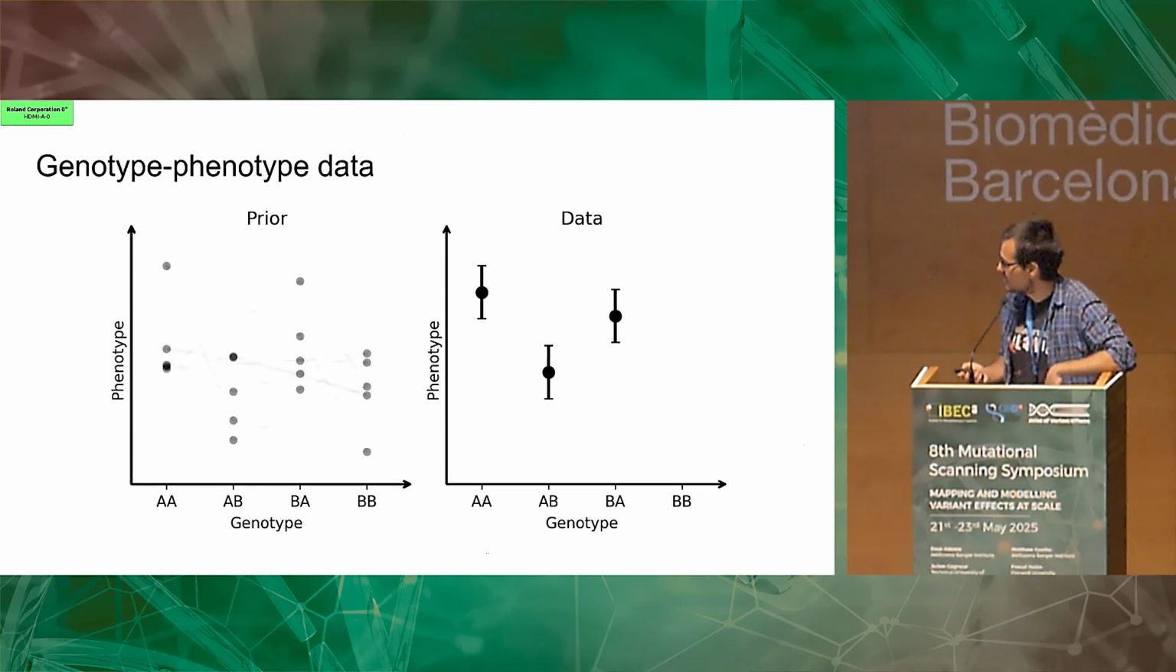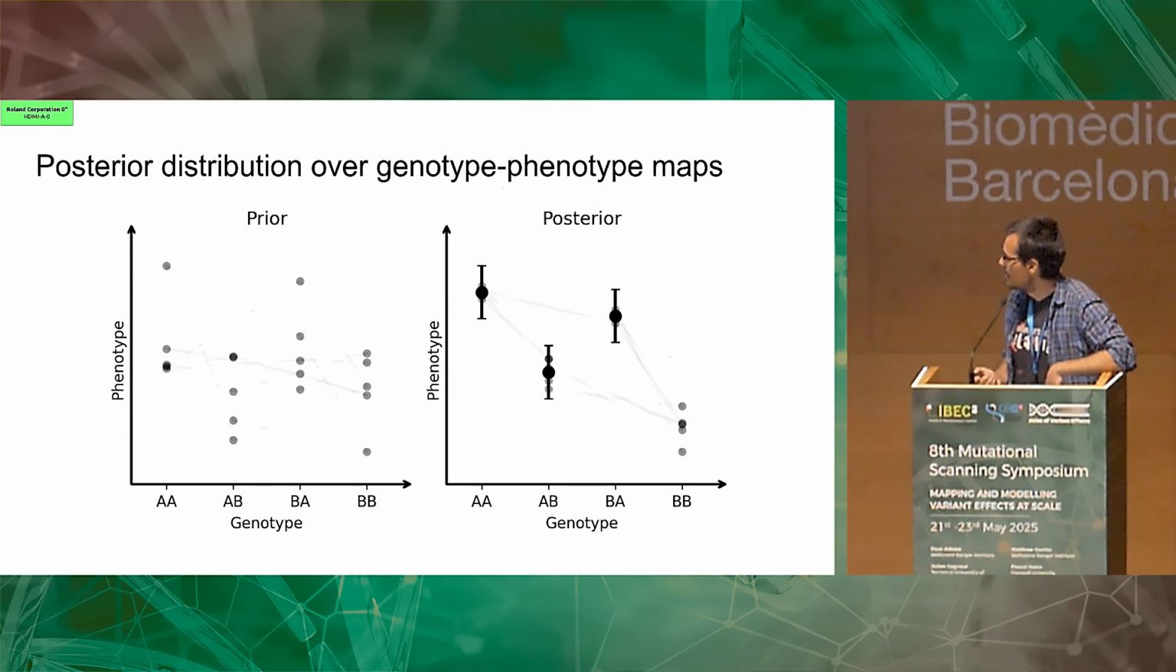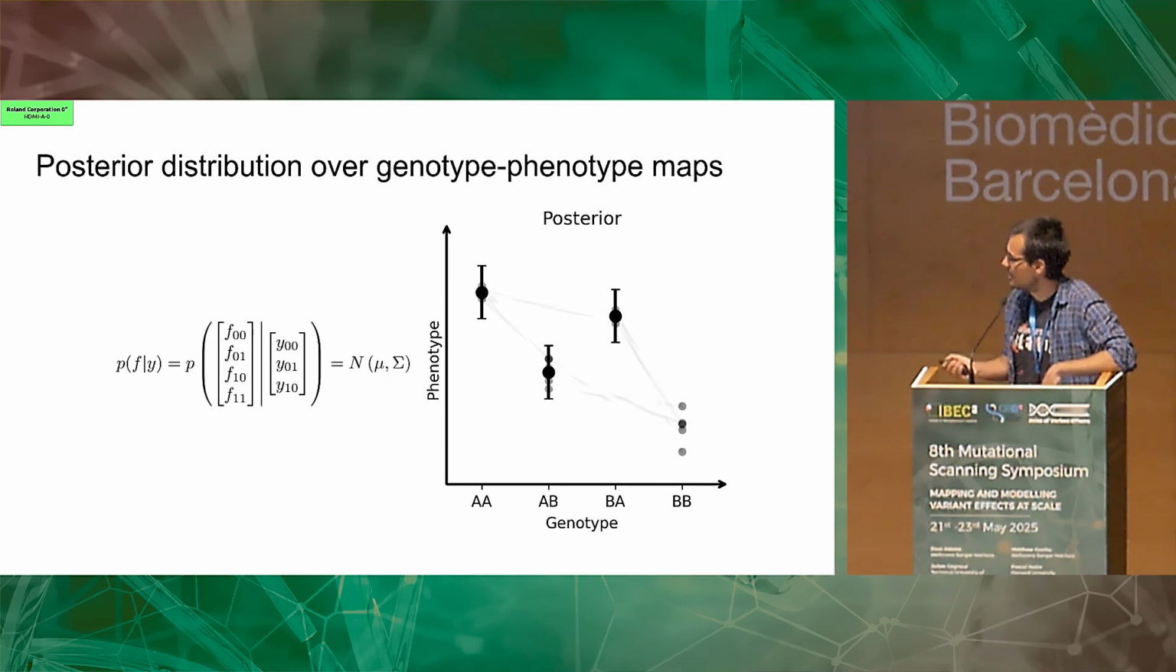But the really nice thing is that once we get measurements for a few of these genotypes, we can compute the posterior distribution, which is in some way we take the samples from the prior distribution that are compatible with the data. And we end up with this posterior distribution that gives us an idea of what the possible genotype-phenotype maps could be. And we can ask any question we want about it. And the nice thing is that this is also a multivariate Gaussian distribution where we can compute analytically the mean and the covariance matrix. The challenge here is that this computation is very hard when we have a lot of data points.